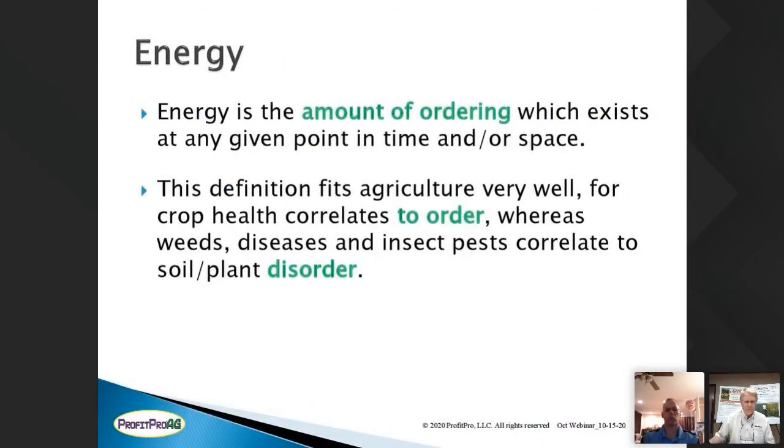Now, this is a very important statement about energy. You need to remember this. Energy is the amount of ordering which exists at any given point in time or space. So think about that. Energy is required to maintain order within our ecology in the universe. This definition fits agriculture very well, for crop health correlates to order, whereas weeds, disease, insects and nematodes correlate to soil and plant disorder. So now we're back to energy creating order and getting us to where we want to be.